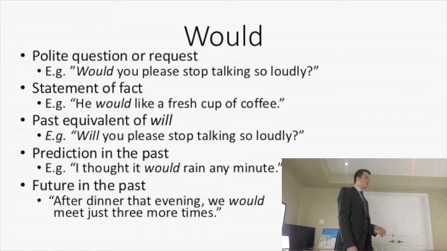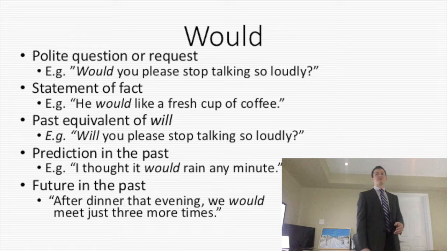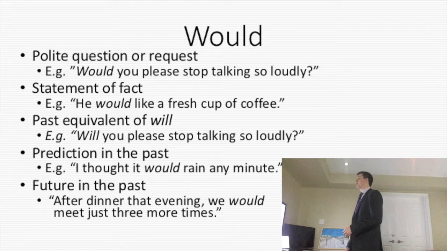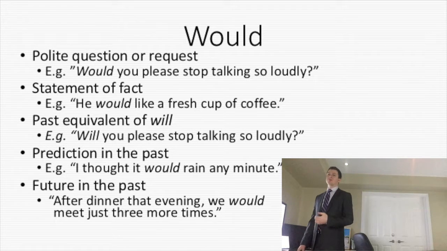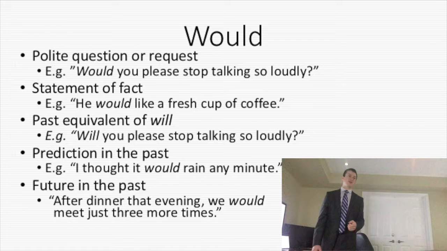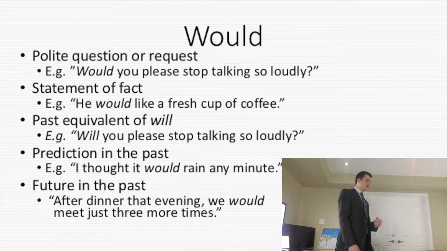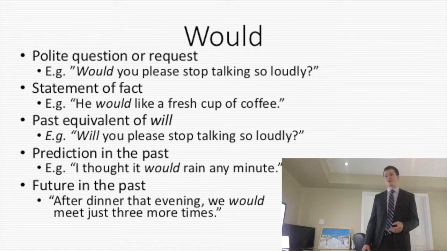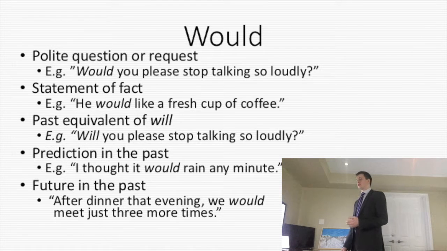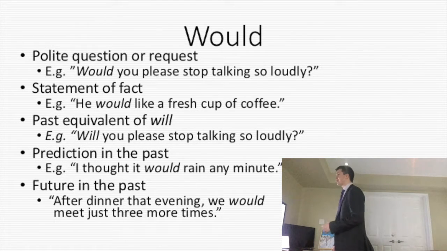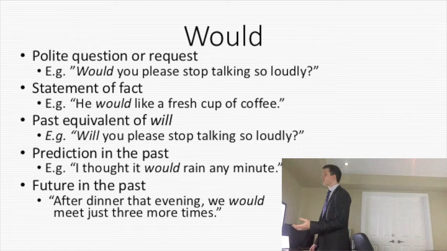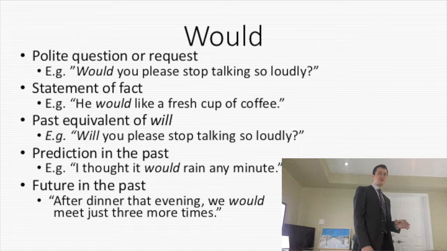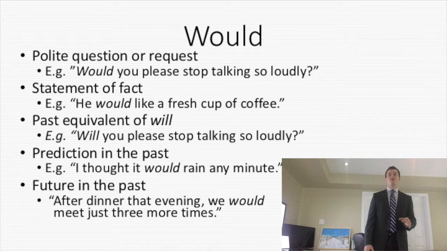So would can also be a prediction in the past. You could say something like, I thought it would rain any minute. You're saying a prediction that you had previously, beforehand. It can also be future in the past. So you could say, after dinner that evening, we would meet just 3 more times. So you're saying something that would happen in the future, but it's occurring in the past. Those are the primary meanings of would, according to Cohen.